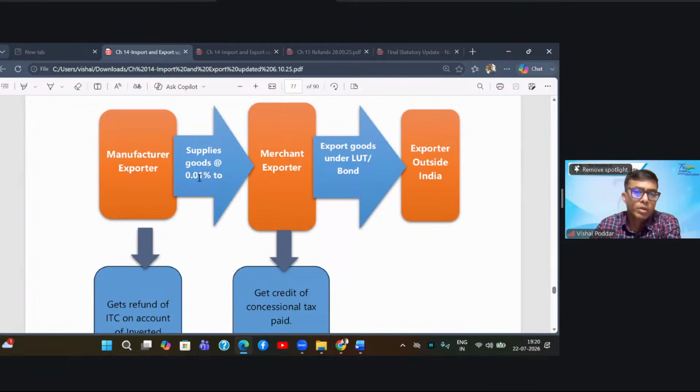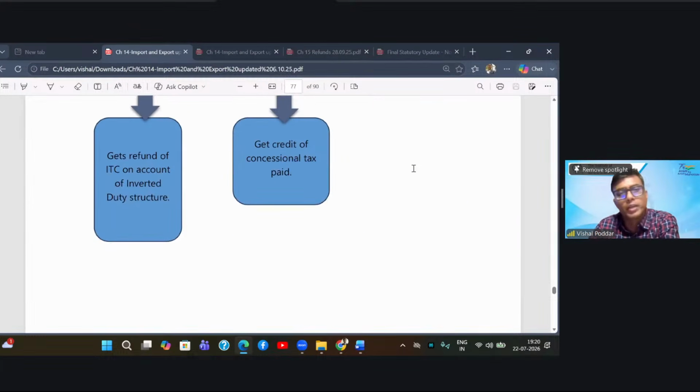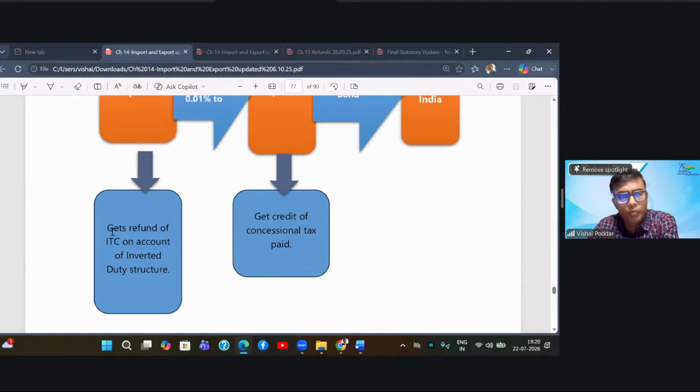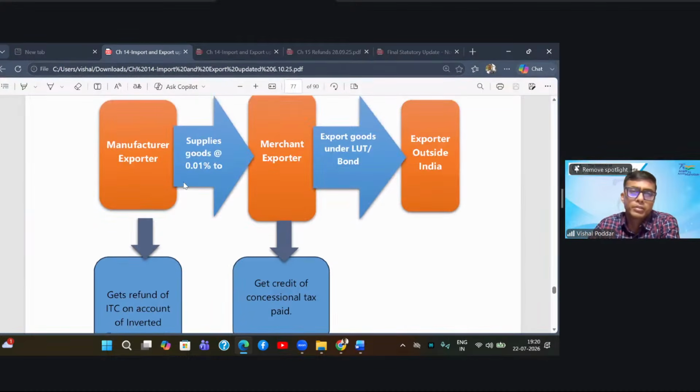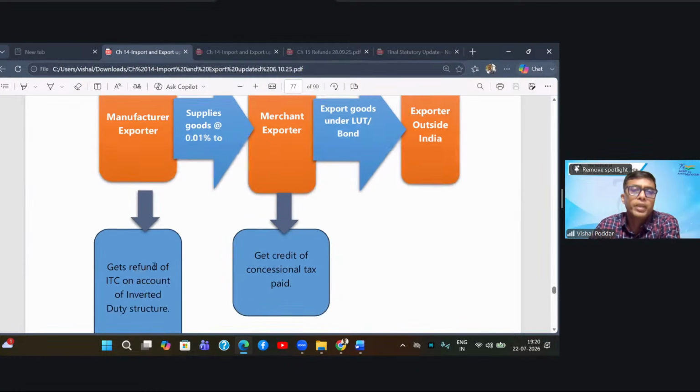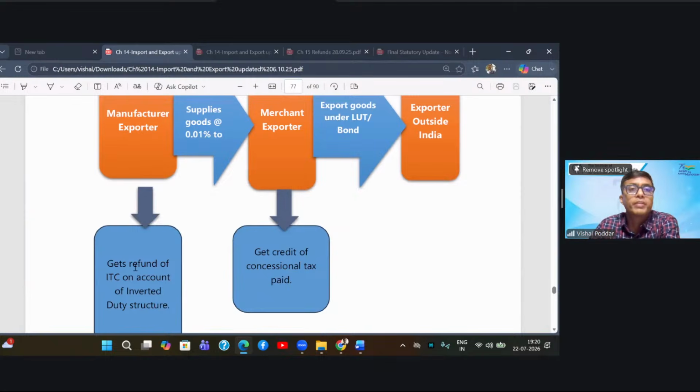So I will supply to the merchant exporter at this concessional rate. The merchant exporter has to compulsorily export under bond, that is, without payment of IGST option. Now, since I have supplied under this concessional rate, I will be eligible to claim refund. Which refund? Of inverted duty structure. Because as a manufacturer, I have procured my raw material and my other items at regular rate, and my outward sale, which is to a merchant exporter, is at a discounted rate.